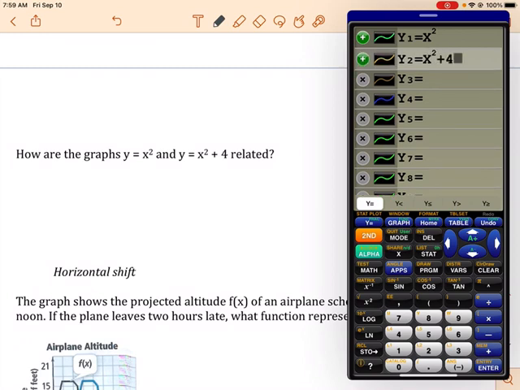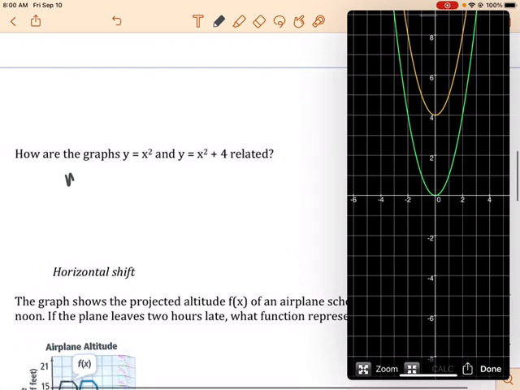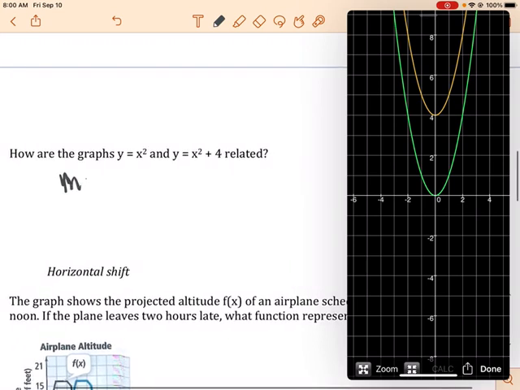Okay, so we have plus 4. Now we definitely can see a movement up. So these two are related. They're exactly the same, except the second one, the graph moved 4 units up.